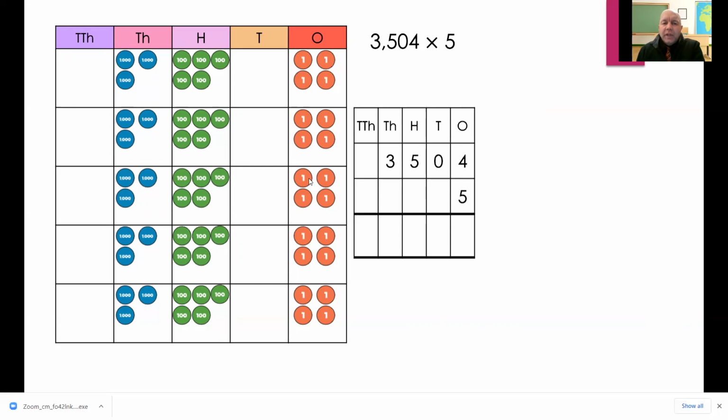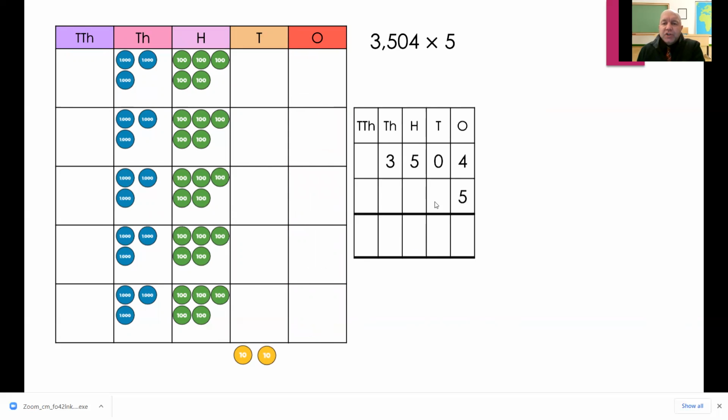5 lots of 4. Well, there's 5 lots of 4, and all together, we've got 10 there. We can exchange for a 10, and there's another 10 there to exchange. So 5 lots of 4 altogether is 20. We put a 0 in the ones, and the 2 tens goes into the tens column. Now we move to the tens column. We've got 5 multiplied by 0. Well, 5 times 0 is 0, but remember, we exchange these two. So we've got 2 tens sitting there. The 5 times 0 is 0, plus the 2 gives us 2 tens.